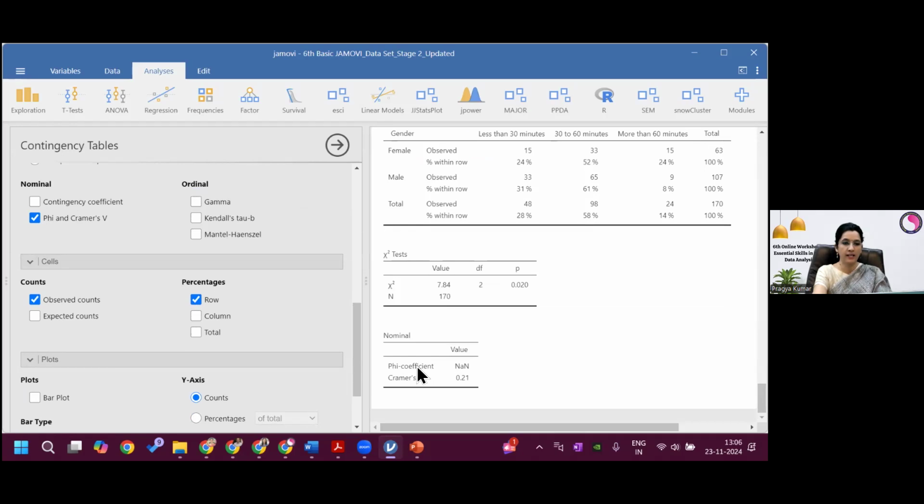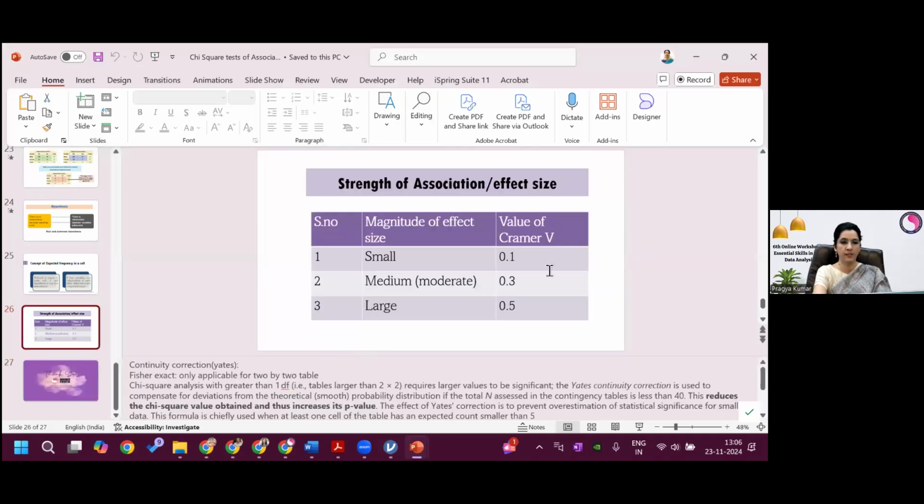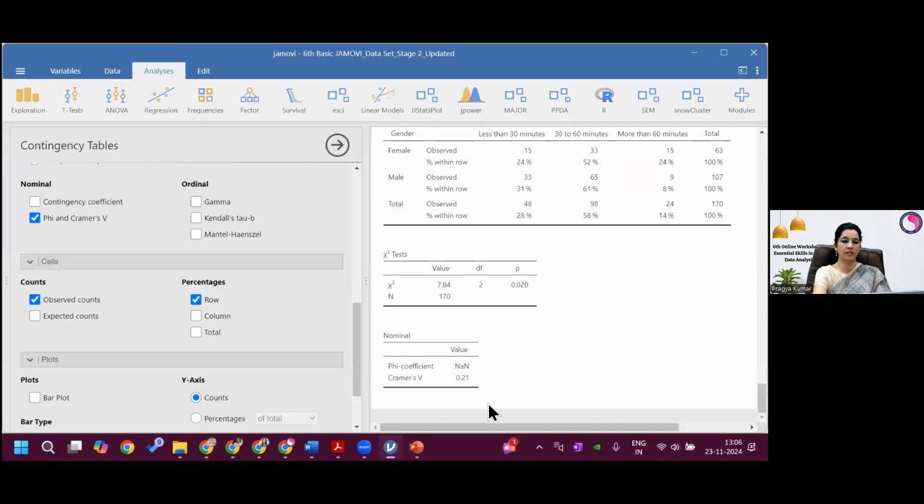Why is it coming as NaN? Because phi is reported only in a 2 by 2 table. So we will report Cramer's V. Cramer's V is 0.2. And what was the value of Cramer's V which we took? If it is more than 0.2 up to 0.3, we call it medium or moderate. So I'll call it a moderate association. But that we see only when the chi-square value is significant.